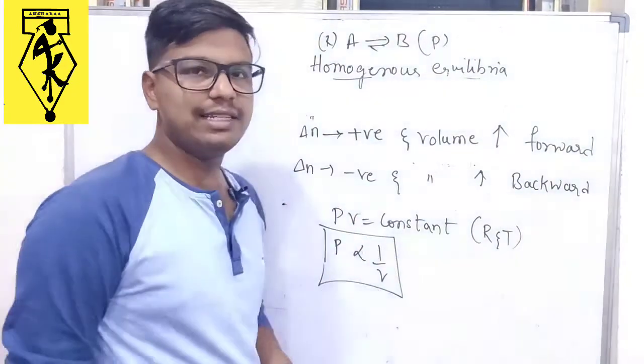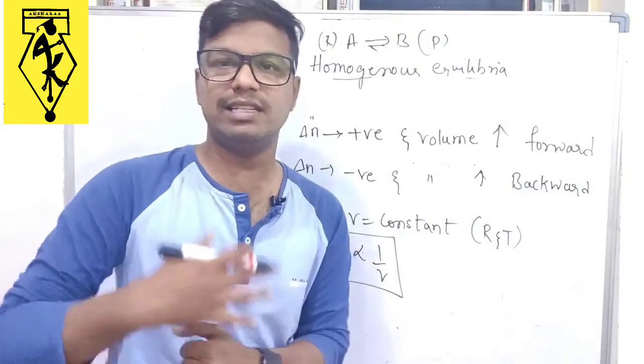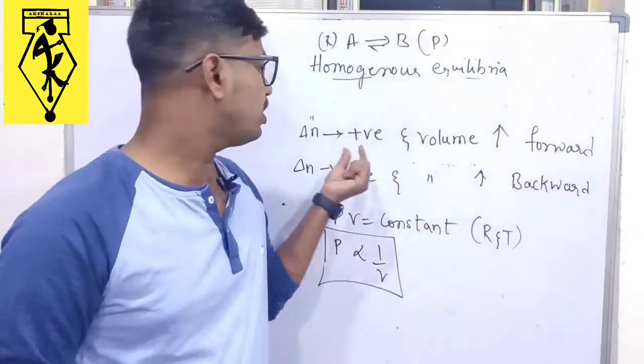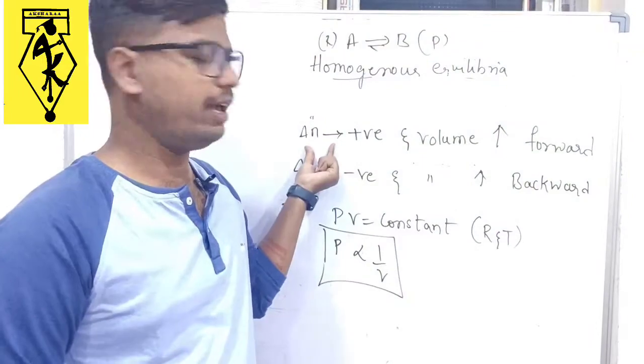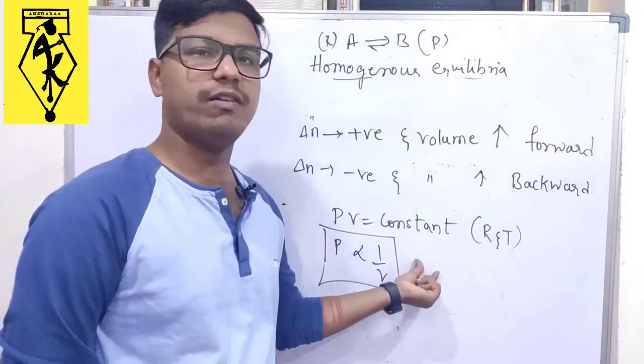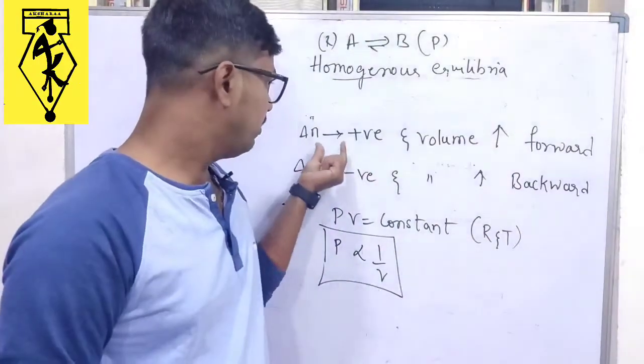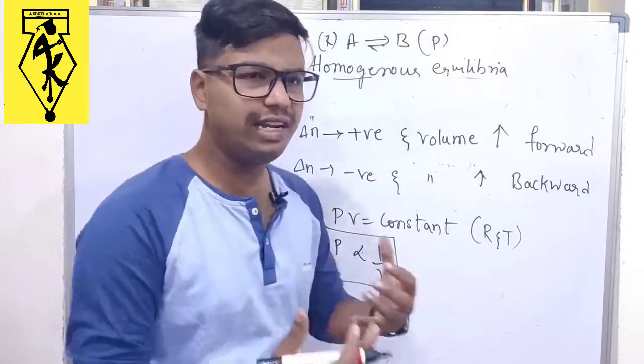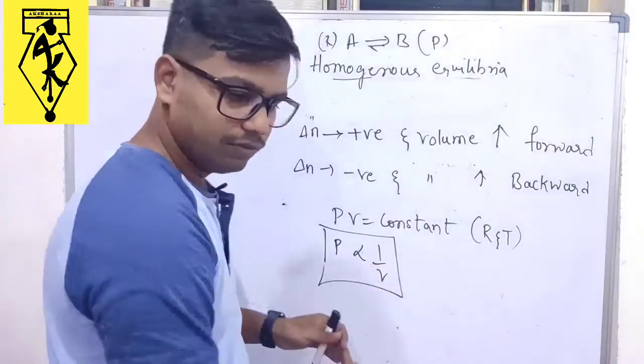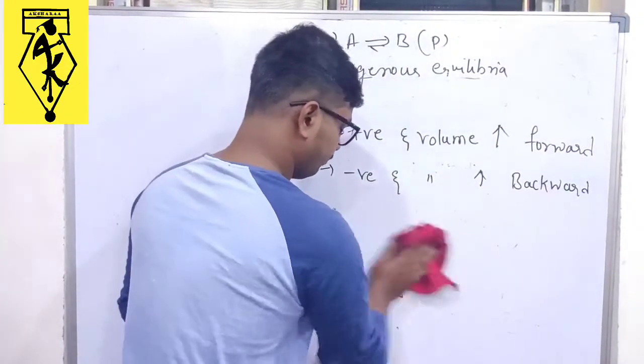So if pressure is decreasing, remember if pressure is increasing or decreasing, then we should talk about the number of moles. Okay, I will be discussing the effect of pressure on equilibrium. Till then you will make a note of these points where delta N is positive and negative. What if delta N is 0? I will discuss this later.